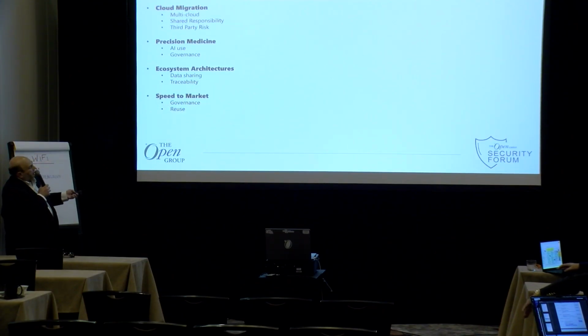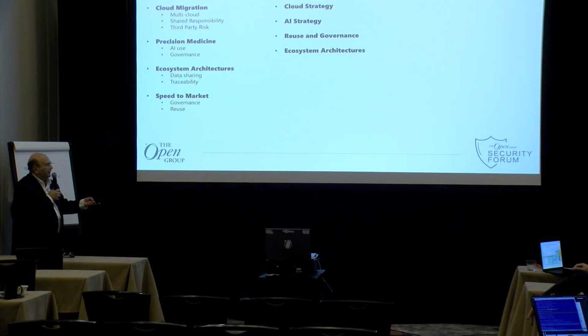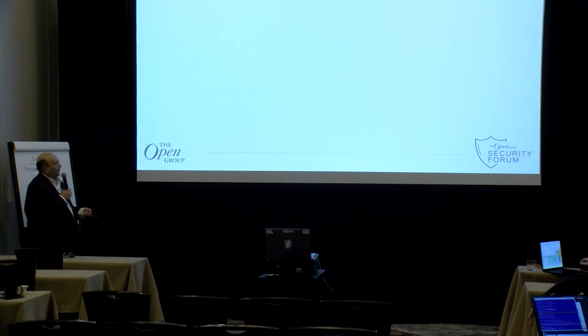These are the things that the technology team is thinking about. This is your technology strategy: cloud, precision medicine, ecosystem architectures, and speed to market, right? All these things are now starting to overlay what you do, and they're defining the strategies your technology team is following: cloud strategy, AI strategy, reuse and governance, ecosystem architectures. How many of you deal with the bottom two? I'm gonna run over about 5, John, just heads up. I'll try to do it as fast as I can.